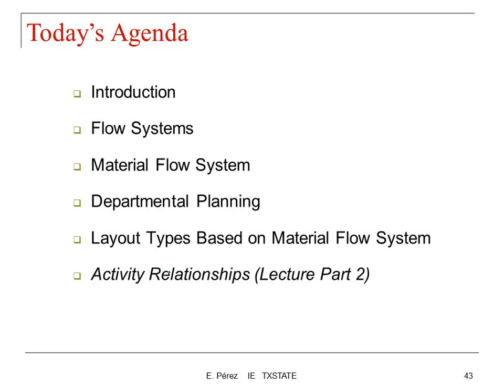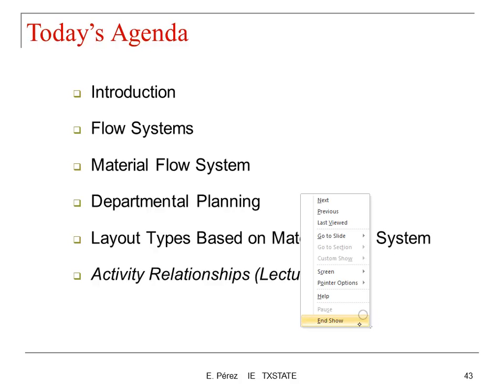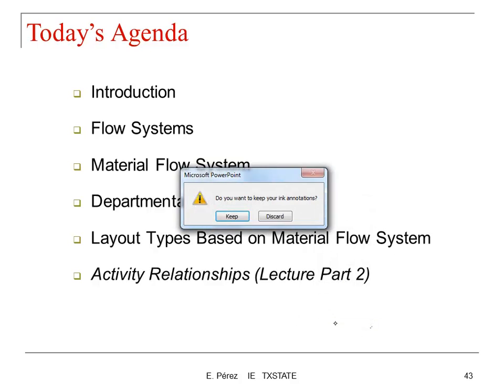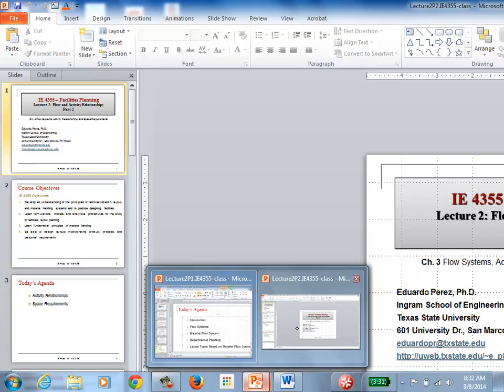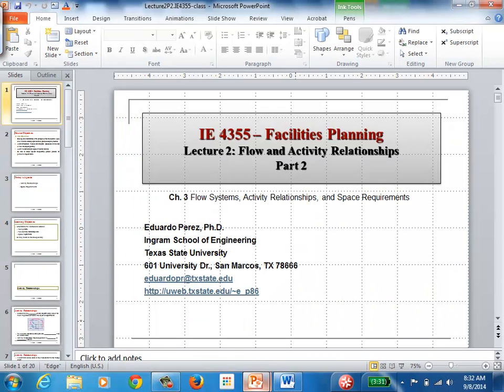And that covers the first part of this lecture. So we went through these first four topics: flow system, the flow system, department planning, and layout type based on material flow. Now we're going to move to activity relationships and space requirements. So that's the second group of slides for this lecture.